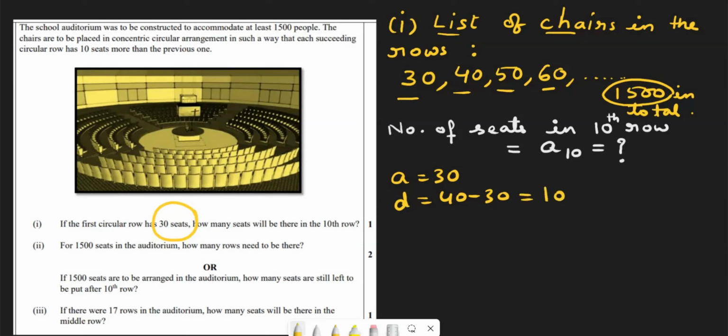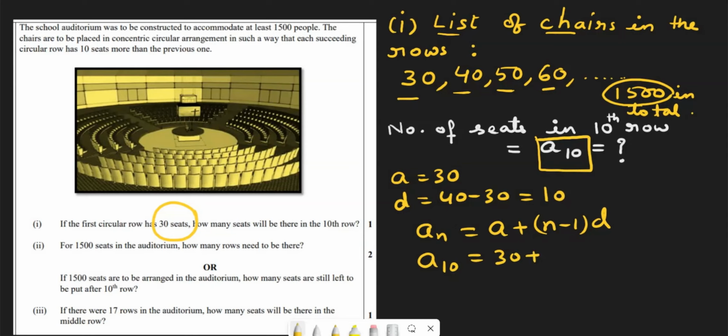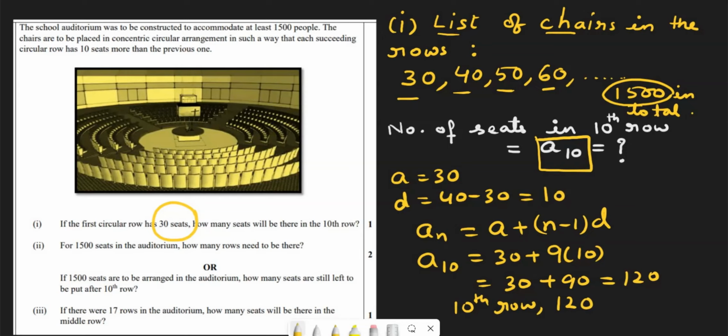We are supposed to find the number of seats in the 10th row. The 10th row number of seats means we have to find a10. So we know that an is a plus (n minus 1) d. So a10, where n is 10, is the first term, which is 30, plus (10 minus 1), 10 minus 1 is 9, times the common difference 10. So 30 plus 90, 9 into 10 is 90. 30 plus 90 is 120. So in the 10th row, there are 120 seats placed.